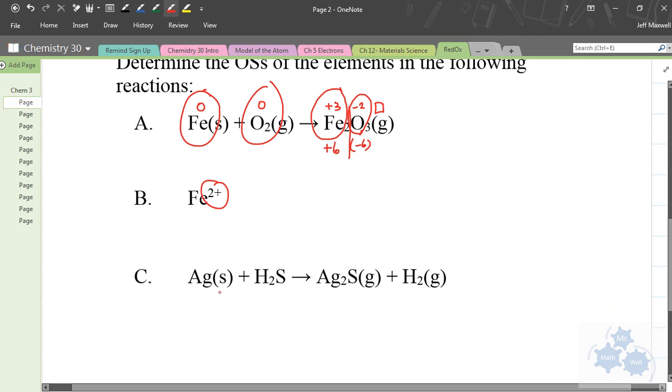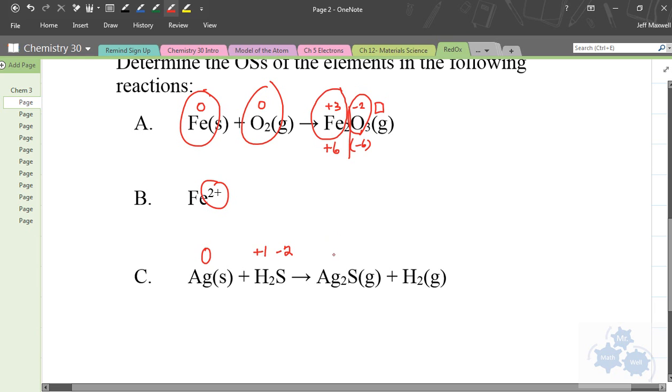Silver, 0. It's all by itself, no charge. Okay, now H2S. All right, so H is almost always what? +1. Okay, and there's 2 H's with 1 S, and even on the chart there you see that S is what? What oxidation state or oxidation number does it have? -2, yeah. Does that make sense with this compound? Yeah, it does. 2 positive ones balance with 1 -2.